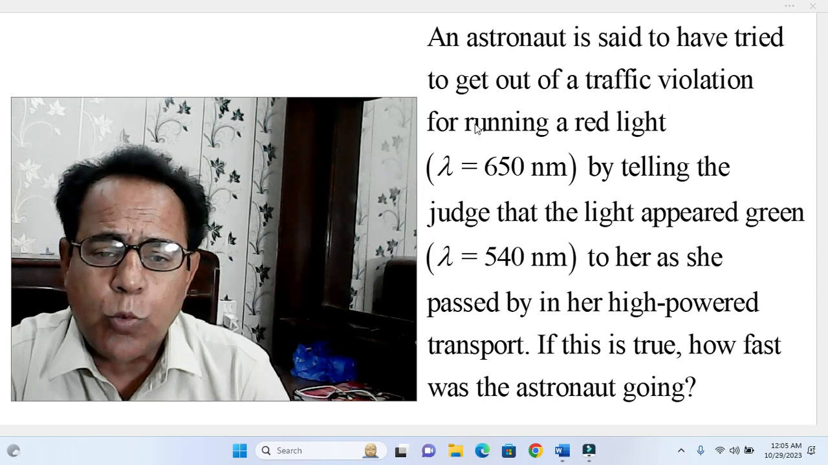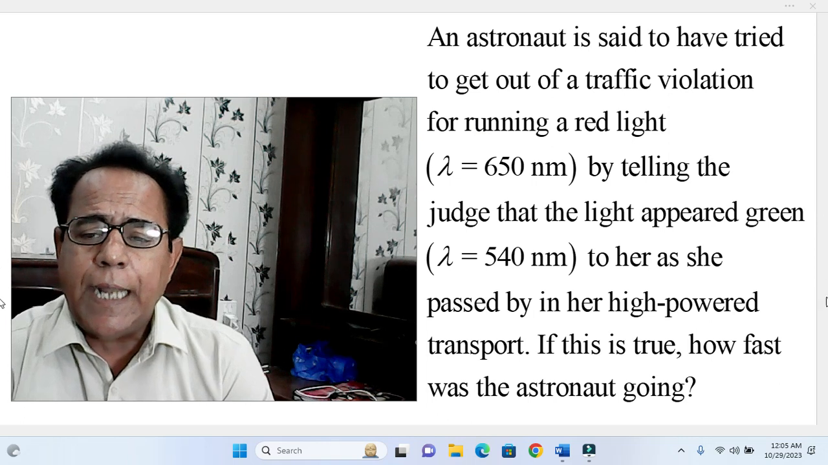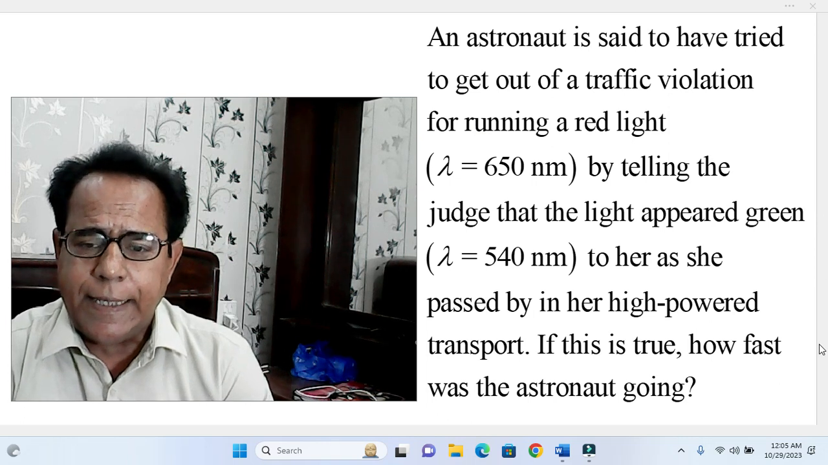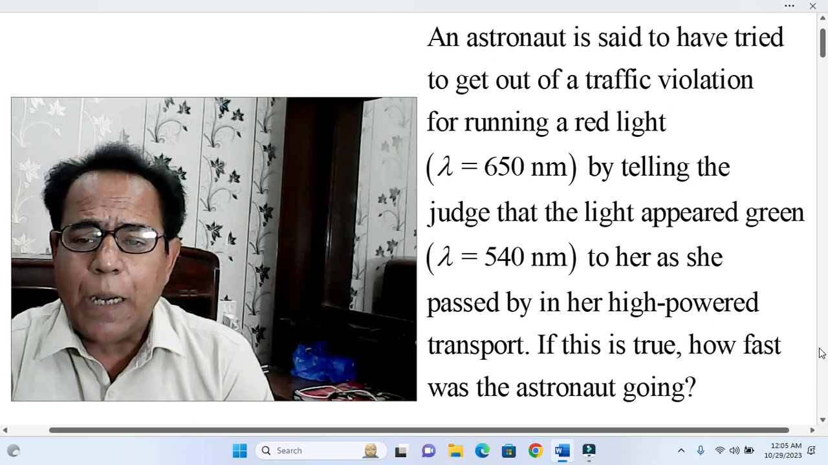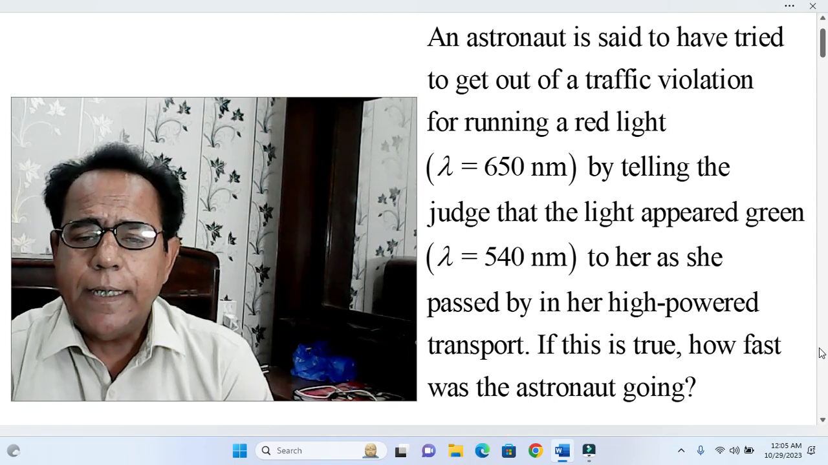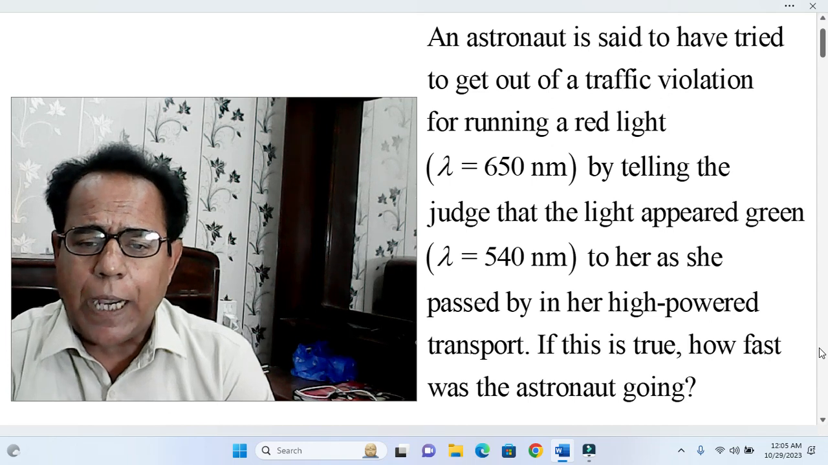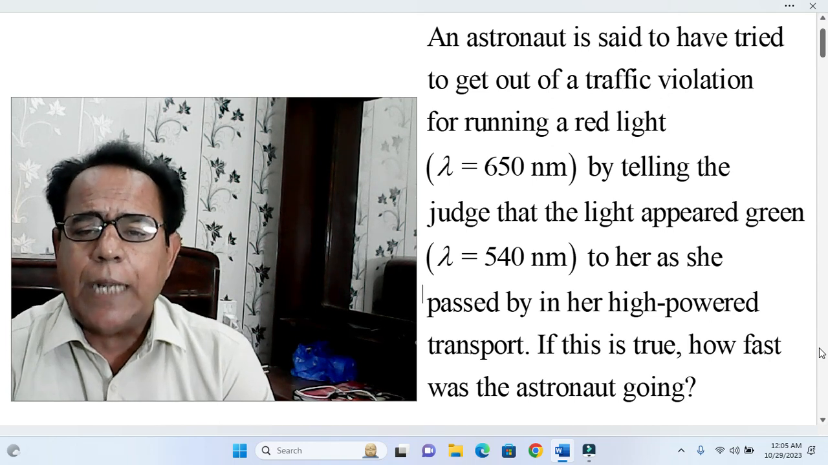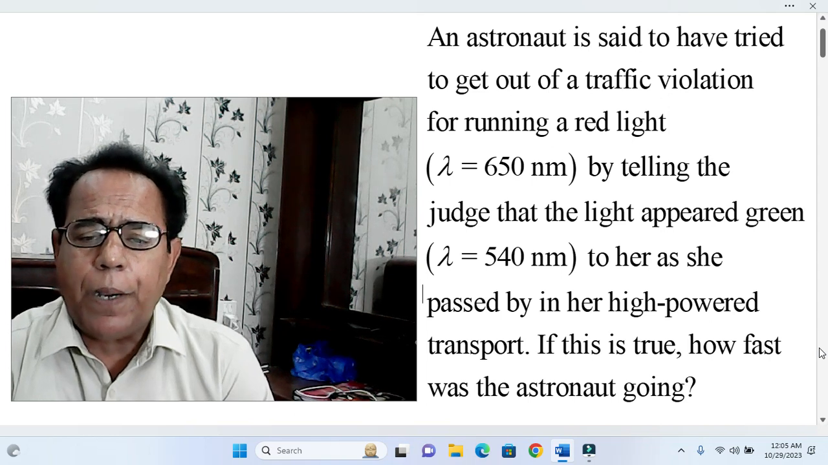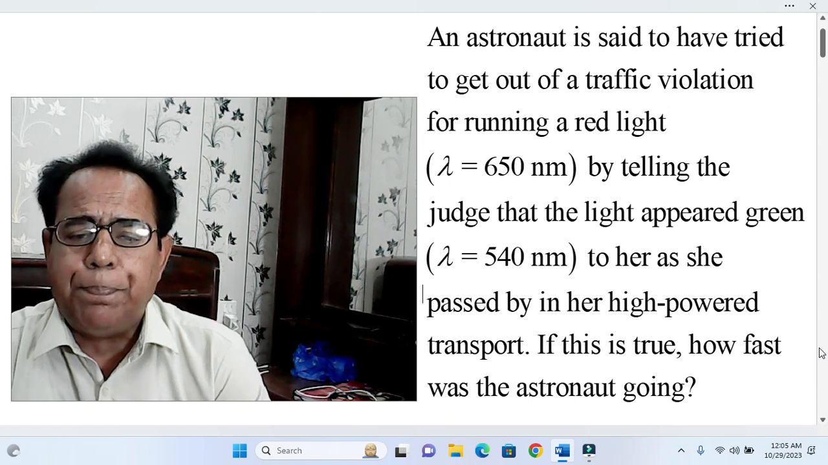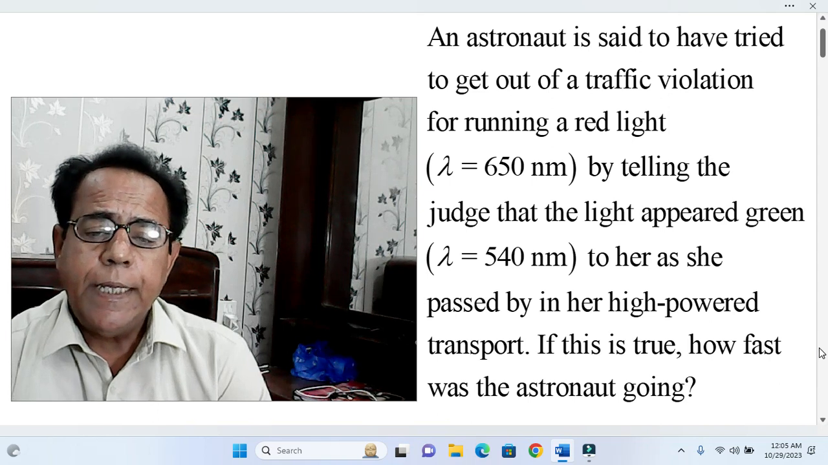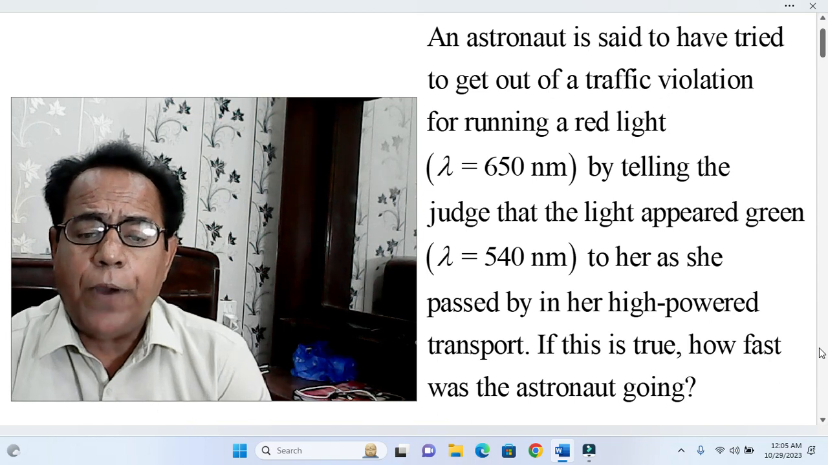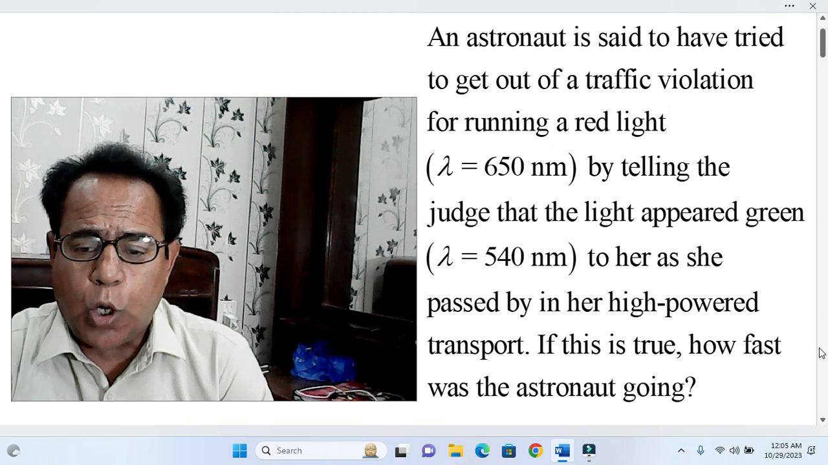wavelength lambda equal to 650 nanometer, nano meaning 10 to power minus 9, by telling the judge that the light appeared green with wavelength lambda equal to 540 nanometer to her as she passed by in her high powered transport. If this is true, how fast was the astronaut going?